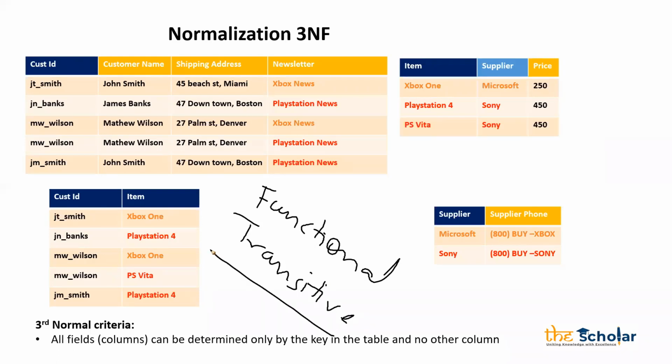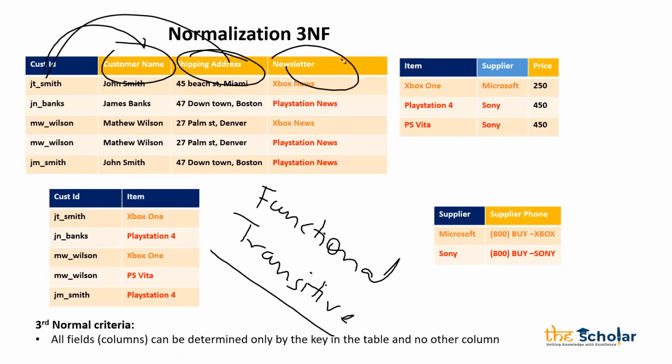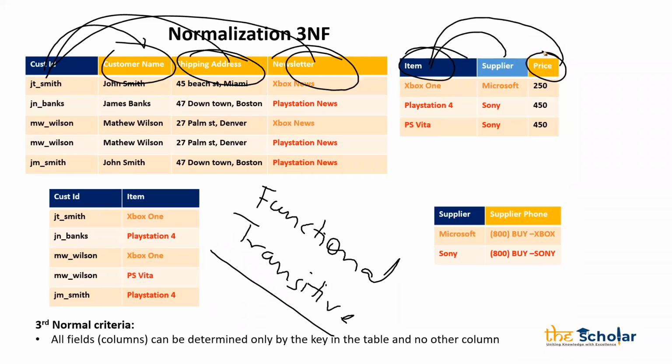Now each table is well segregated, right? I am able to find the customer name with the customer ID. I am able to find the shipping address with the customer ID. I am able to find the newsletter which he opted for from the customer ID. Similarly, I am able to find the supplier from the item. I am able to find the price of the item also from the item. Same way, from the supplier, I am able to get the supplier phone number as well.